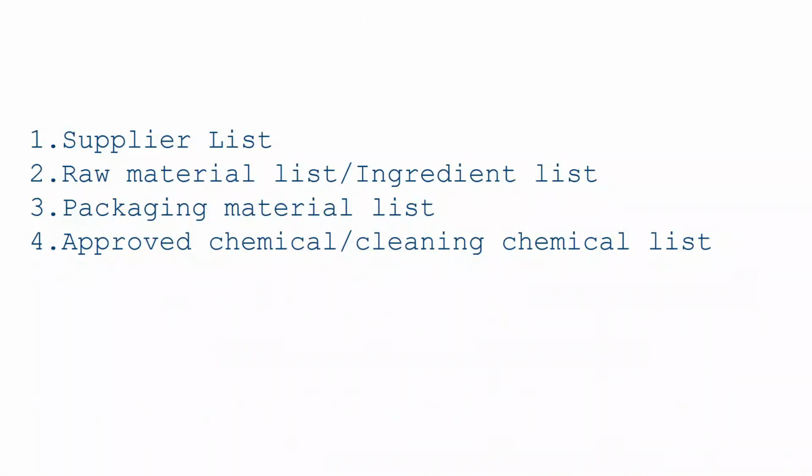First is supplier list. Second is raw material list, or you can call it ingredient list. Third is packaging material list. And fourth, approved chemical list. It can be cleaning chemical, or lubricants, or CIP chemicals. So all chemicals that you are using in your factory, you need to mention them in the approved chemical list. I will describe one by one how to make each list. So let's start with the first one, which is the approved supplier list.